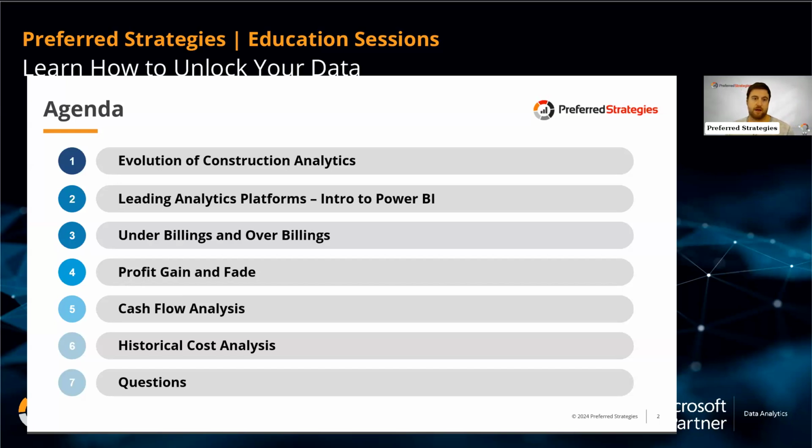And then I'm excited to have Ben Harrison here, who's going to lead us through 4 different types of analyses in Power BI. We have under billings and over billings. We'll look at some profit analysis and some gain and fade scenarios, and we'll look at cash flow analysis as well as some historical cost analysis. And then again, at the end, we'll open it up for questions.